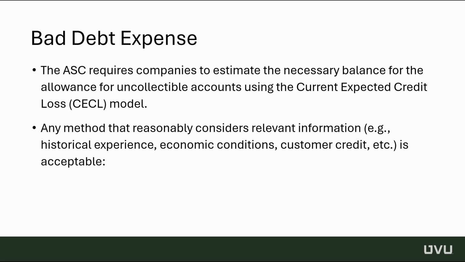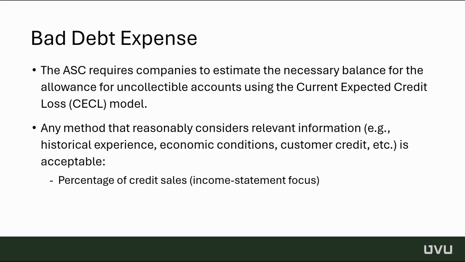So, how do we estimate bad debts? The Accounting Standards Codification requires companies to use the Current Expected Credit Loss Model, or CECL. The idea here is that you look at a variety of factors: your customers, your historical experience, economic conditions, credit information, any reasonable variable here, and then you estimate the size of your expected credit loss.